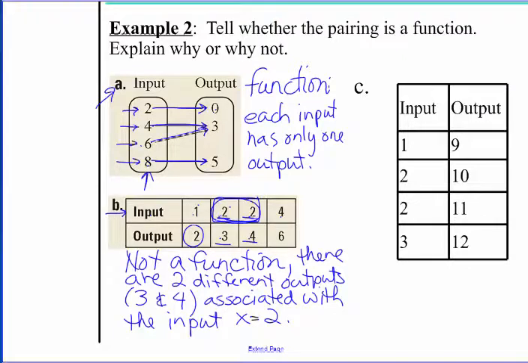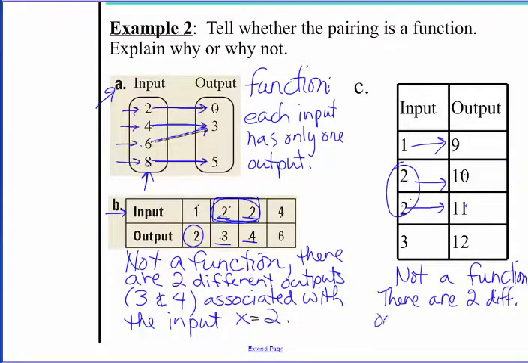Now we can look at part C. We're looking at our inputs. Okay, the 1 has a 9. Now we have two 2's. Okay, the 2 is considered one input, and it has two different outputs associated with it, a 10 and an 11. So because the 2 is the same input with two different outputs, this is not a function. And you would use the same reasoning: there are two different outputs, 10 and 11, associated with x equals 2.